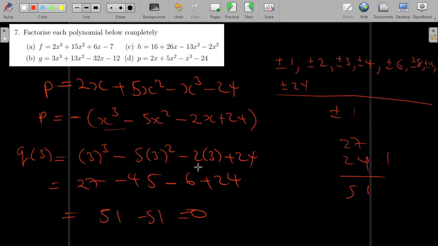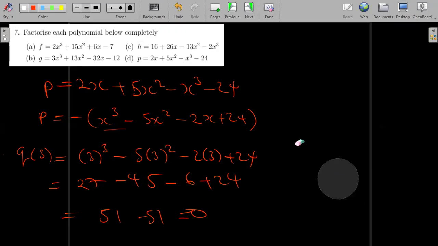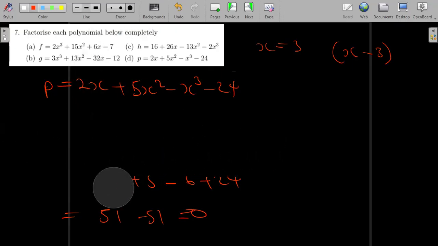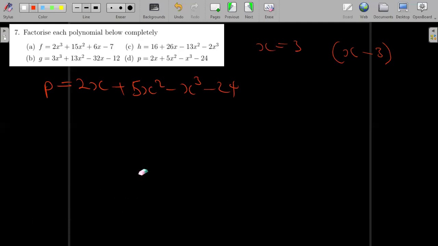So 3 is a factor. x equal to 3 is a root of this polynomial, so I can keep that. Which means the factor is going to be x minus 3. That's the first factor which we're going to get. And the next step is we use synthetic division in order to come up with the other factors of this polynomial.